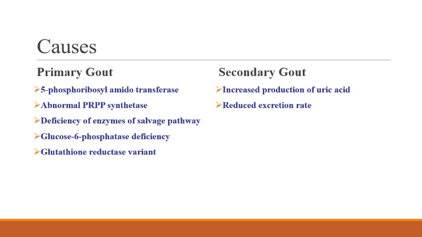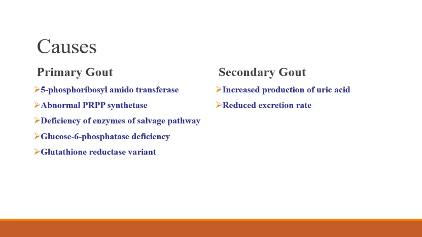The fourth one is glucose 6-phosphatase deficiency. This condition is known as von Gierke's disease. When this enzyme is deficient, glucose 6-phosphate cannot be converted to glucose. So more glucose is channeled into the pentose phosphate shunt pathway, resulting in increased availability of ribose 5-phosphate. This would lead to increased formation of phosphoribosyl pyrophosphate.